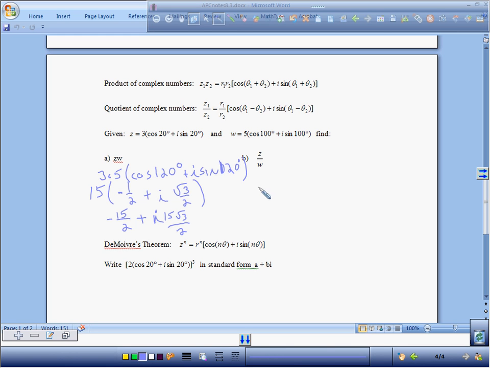Now if I want to find z over w, I just do the opposite thing. So I just take 3 divided by 5. I subtract the angles. So I get cosine of 20 minus 100, which is negative 80, plus I sine of negative 80. And if they ask you to find the answer to the nearest tenth, then we don't know an exact value of this, so you would plug that into your calculator to come up with a number. But if they say leave it in polar form, you just leave it like that. Got it? All right.